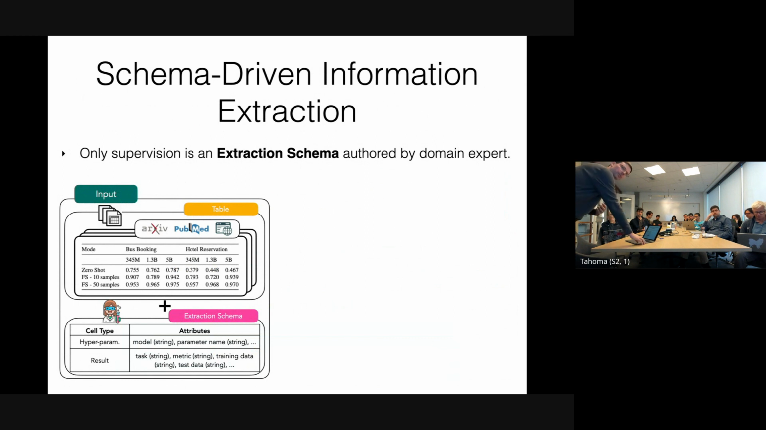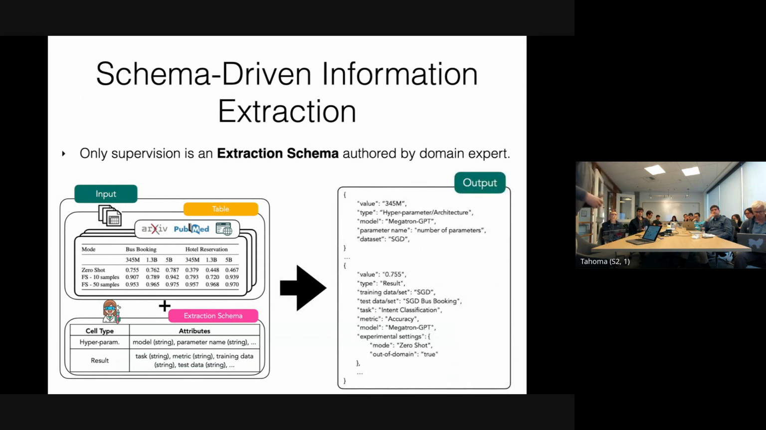Then, given this schema, the task is to produce a sequence of JSON objects, each one having all the attributes coming from the schema that's describing the data in the table. There's going to be one JSON object for each cell in the table. So for example, here you can see for this cell, this number 345 million, there's a JSON object indicating this is a type of hyperparameter. The model that it's describing is Megatron GPT, and it has the name of the parameters, like the number of parameters in that model, right?